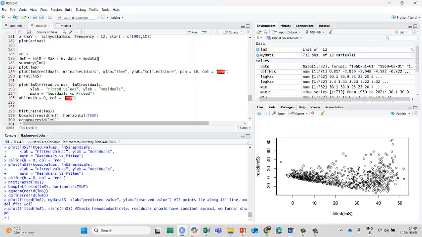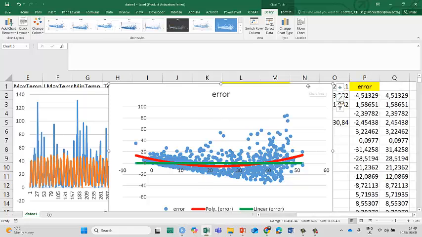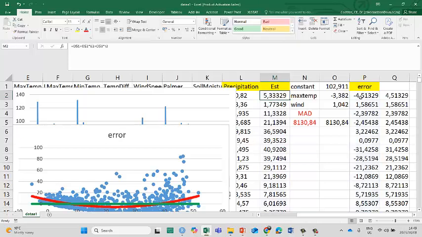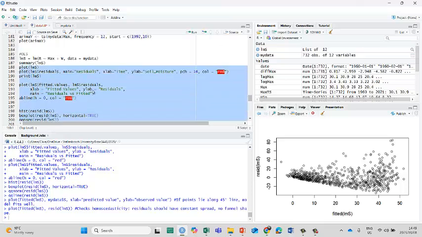We can do it in Excel, by generating the estimate and then generating the error. Then we can do all sorts of calculations and graphs around that. Or we can do it in R itself. So that's all visual representations of our model. The idea there is to visually analyze the fit of our model, the goodness of fit of our model.